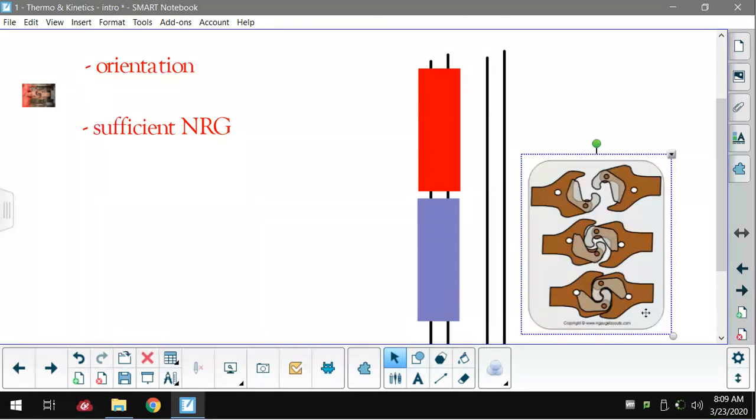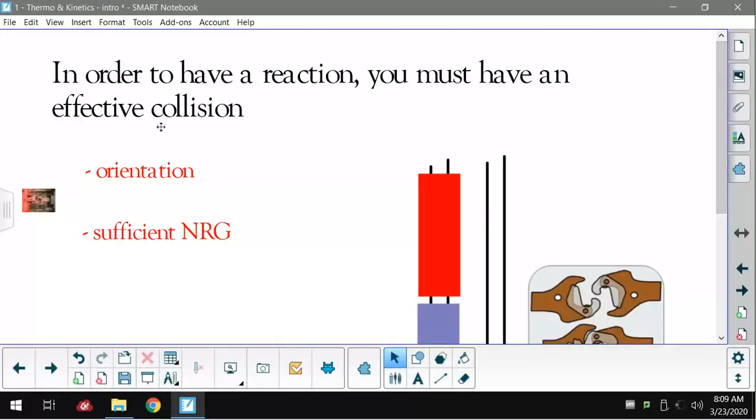When these two things meet, they're open. But then as they move closer, they push, and if they push hard enough, they will link like this. If they don't push hard enough, they're not going to link. What's going to happen is they would just bump off each other and not connect, and the trains would not be connected.